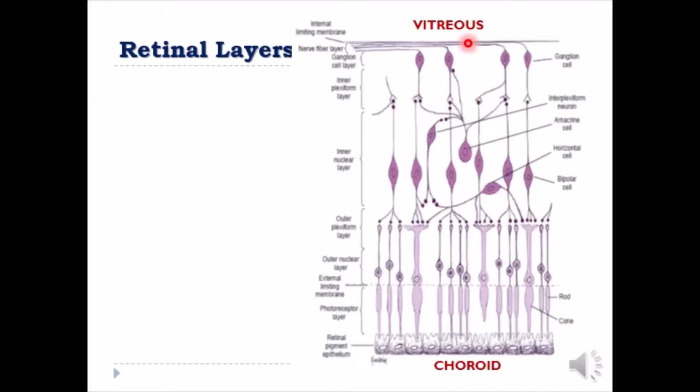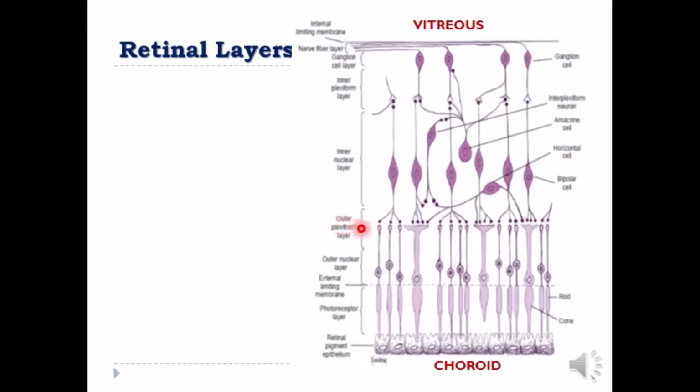Okay, so you have one internal limiting, you have one external limiting also. So it is easy to remember. The outermost is retinal pigment epithelium, then the photoreceptor cells, then the external limiting membrane, that is the separation between the inner segment and outer segment of photoreceptor cells. And then the outer nuclear layer, it is nothing but the nuclei of photoreceptors.